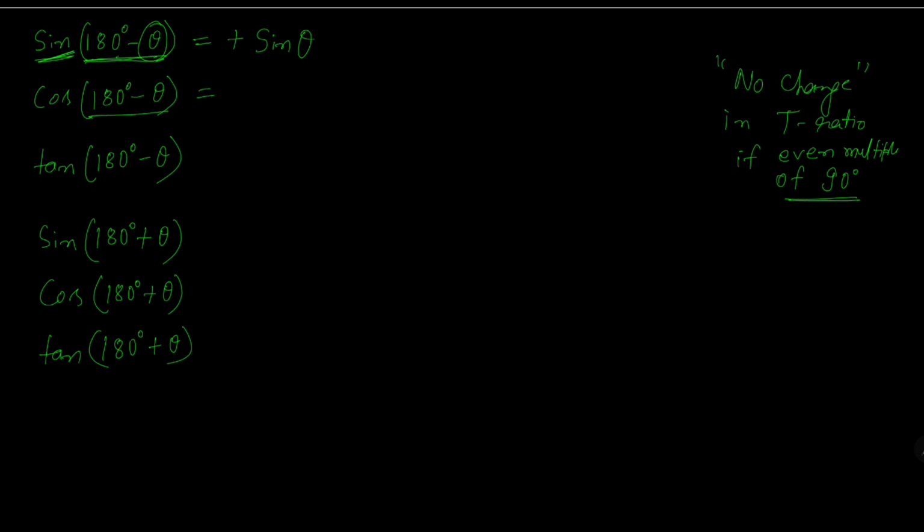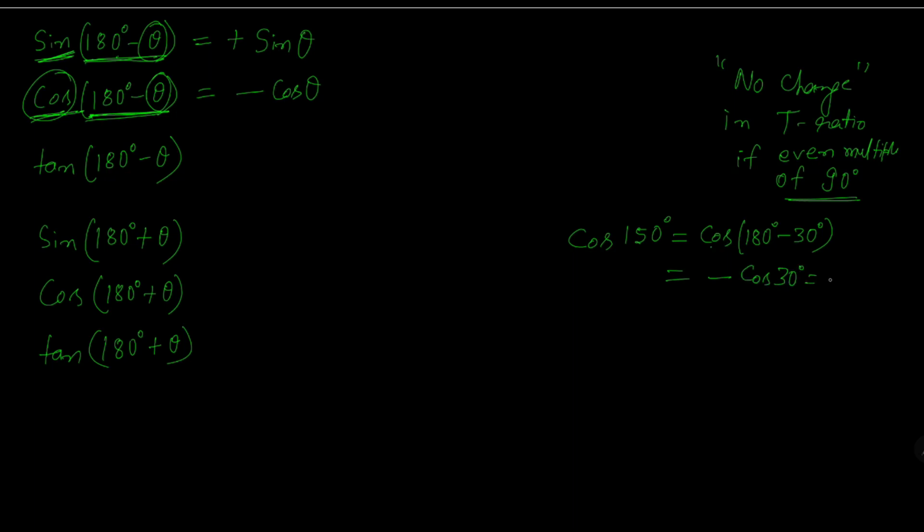Second one, 180 degree minus theta, it is the second quadrant. In the second quadrant, cos is negative and no change. So the same trigonometric ratio will carry on with the angle: minus cos theta. For example, if I have to find cos of 150 degree, can I write this as cos of 180 degree minus 30 degree? So this will be equal to, second quadrant so negative, cos no change, 30 degree. So it is minus root 3 by 2.